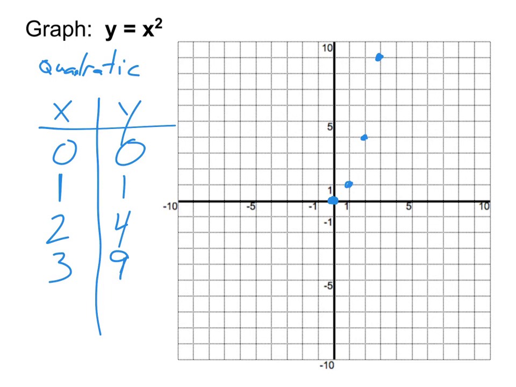Now, I've already told you that it's a U-shaped graph. But why? Why is it going to be a U-shaped graph? Well, let's actually plug in a point and see. Because otherwise it might look like it's supposed to go down here. But I want you to see the math behind it. So let's plug in -1.